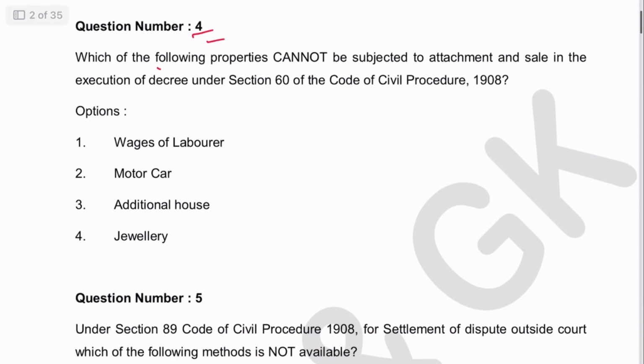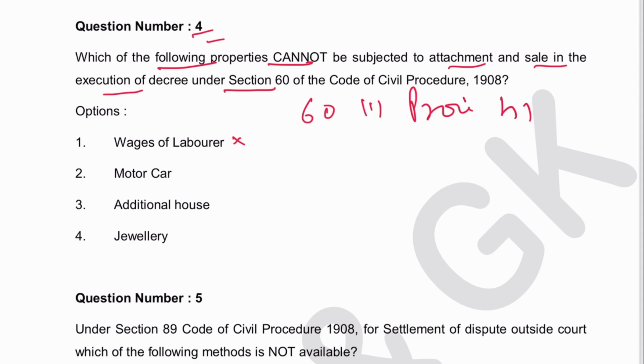Next is 4. Which of the following properties cannot be subject to attachment and sale in execution of decree under section 60? Wages of labor cannot be attached, mentioned in section 60 subsection 1 and proviso clause H. Motor car is a movable property, additional house, immovable property, jewelry, movable property, so they all can be attached and sold.